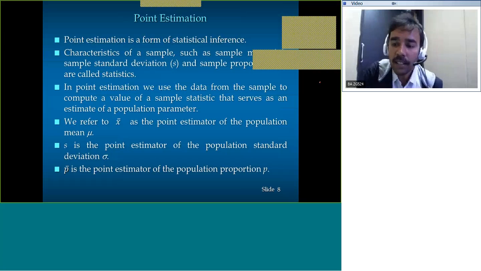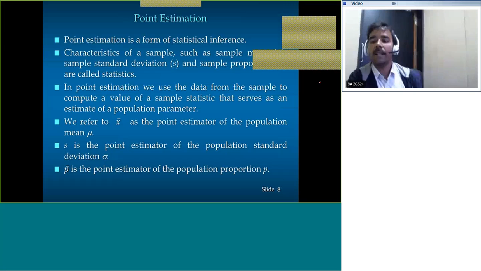Right. Now, if you are estimating the population parameter with a single point value, it is known as point estimation. So point estimation is a form of statistical inference. Characteristics of a sample such as sample mean, sample standard deviation, and sample proportion are called statistics, whereas the same calculated for a population are called parameters. So we use statistics to estimate parameters. So statistics are known as estimators.